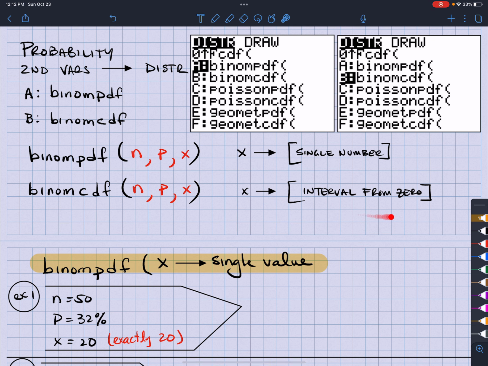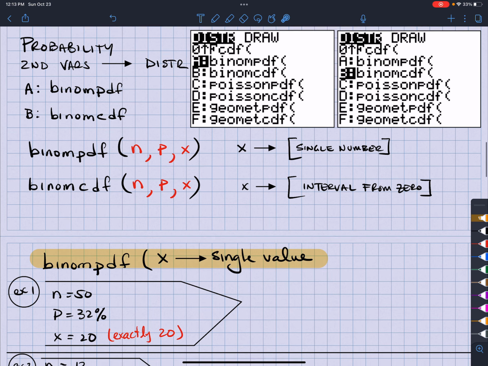Whereas the CDF is an interval. Meaning the CDF would be like, what are the chances of me winning 0 times, winning 1 time, winning 2 times, winning 3 times, winning 4 times, and winning 5 times. So not just 5 itself, but 5 and 4 and 3 and 2 and 1 and 0, right? So the interval is always from 0. So let's do a couple of problems here just to show the difference between when we would use a PDF versus a CDF. All right, so here we go.